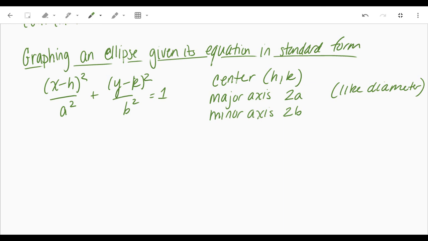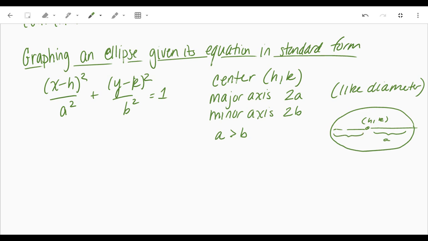Sometimes they switch it. A lot of times we want a to be greater than b. So if a is greater than b, your major axis is paired with your x's, and your ellipse will be centered at h, k. This will be a distance of a, and this will be a distance of a. Those are called your vertices. And then you have two more vertices here, and this distance would be b, and this distance would be b.